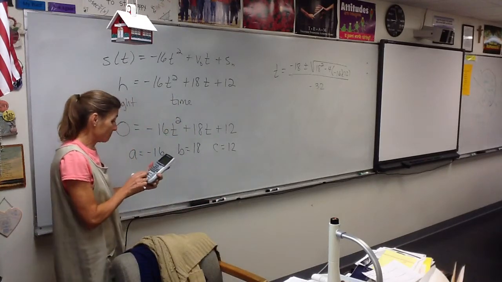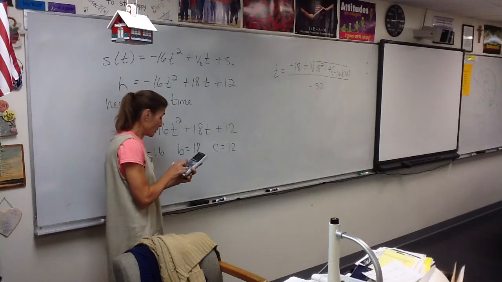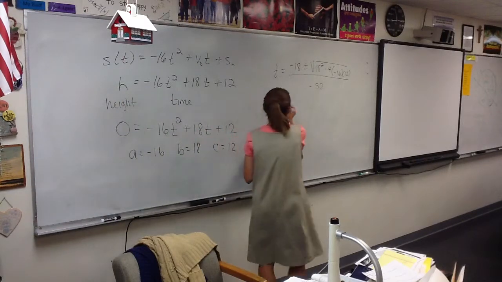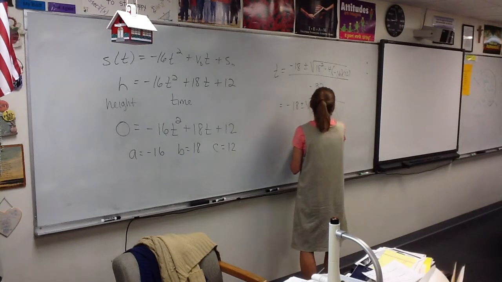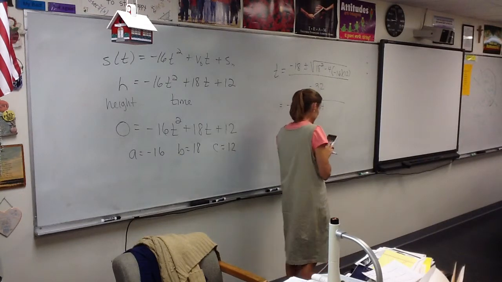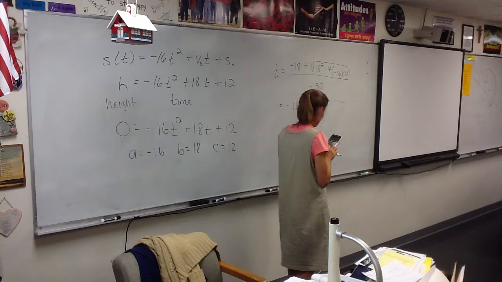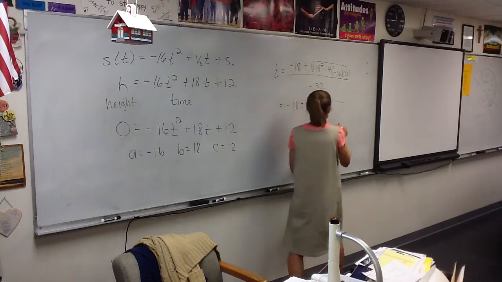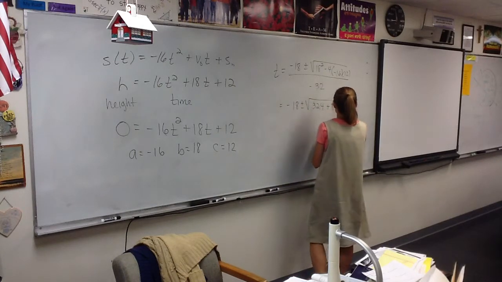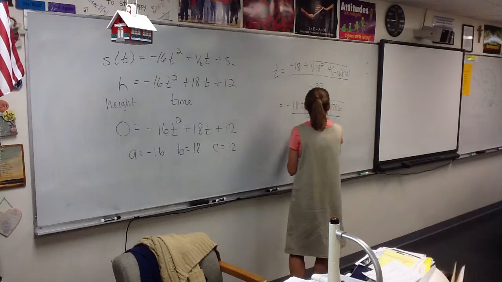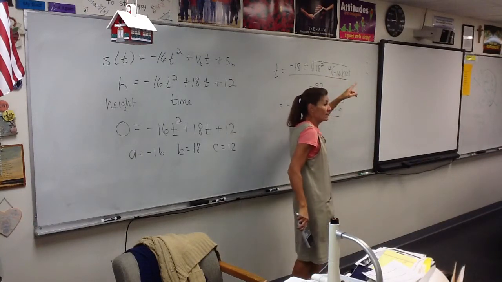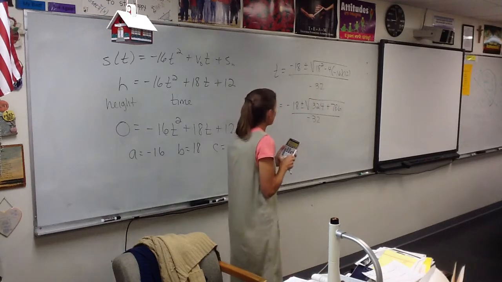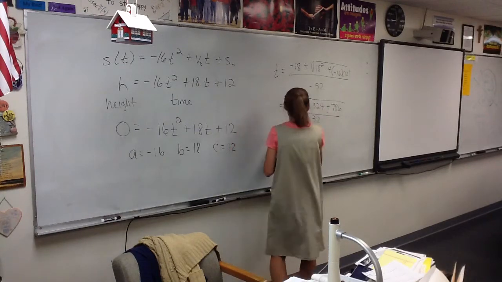That would be okay. So what's 18 squared? 296. No, it's 324. Now, be careful here. You have a negative times a negative, right? So that becomes a plus.